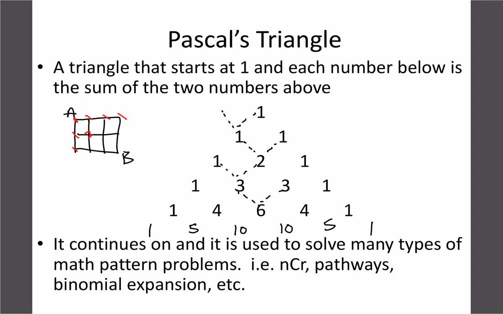So 1 plus 1 would give you 2. Here we got 1 plus 2 would give us 3. 2 plus 1 would give us 3. 3 plus 3 gives us 6. 3 and 1 gives you 4. 6 and 4 gives us 10. So we'd see from A to B there would actually be 10 different paths to take.